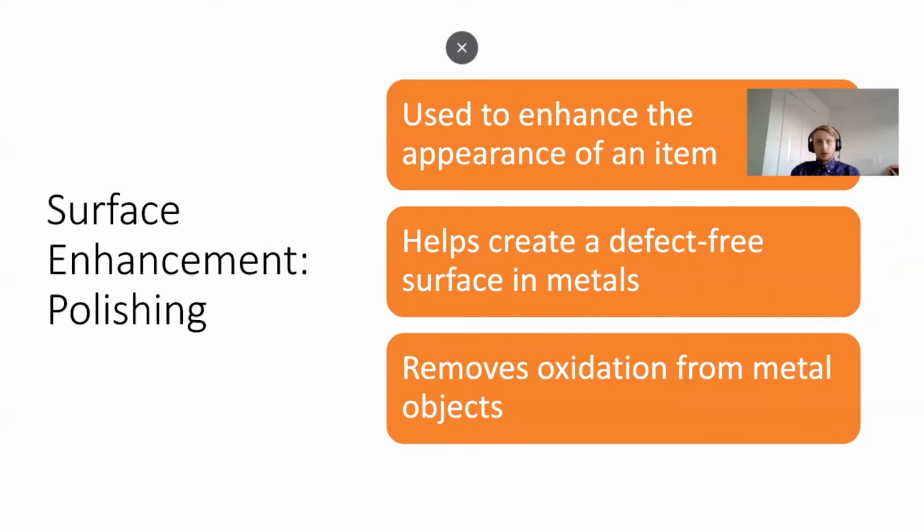Next up, we have polishing. This is another example of a fairly simple process that can be done by a single operator or it can be automated. Polishing is used to enhance the appearance of an item. It can make an object shiny, or give it a different surface finish. It also helps create a defect-free surface in metals. Polishing also helps remove oxidation from metal objects. Polishing can honestly go a long way when it comes to the longevity of a product.